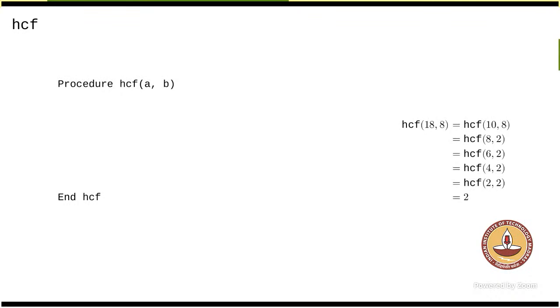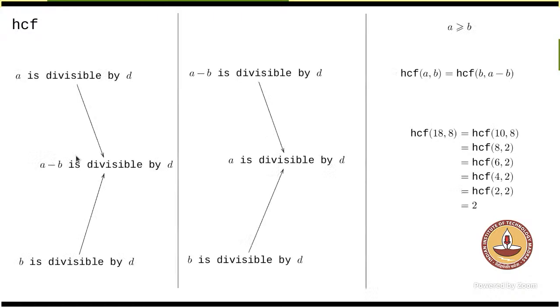Sir, the first line: HCF of 18, 8 is HCF of 8, 10 or 10, 8? Both are the same, right? 8, 10 or 10, 8, both are the same. Yeah, it is mathematically the same. That's a good point, we'll come to that. So what will be the recursive statement here? Think about it as a formula: HCF of A comma B is HCF of B comma A minus B. For now, that's all you need to know.